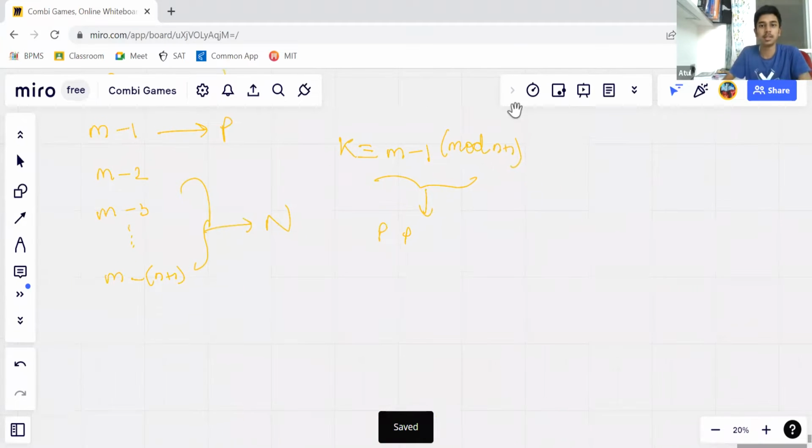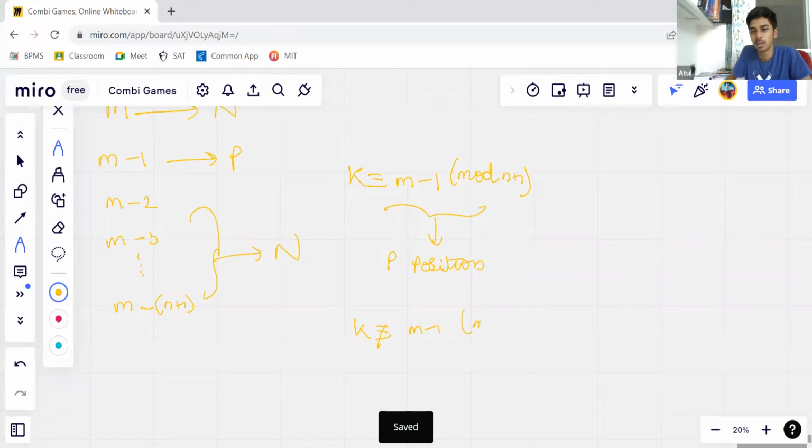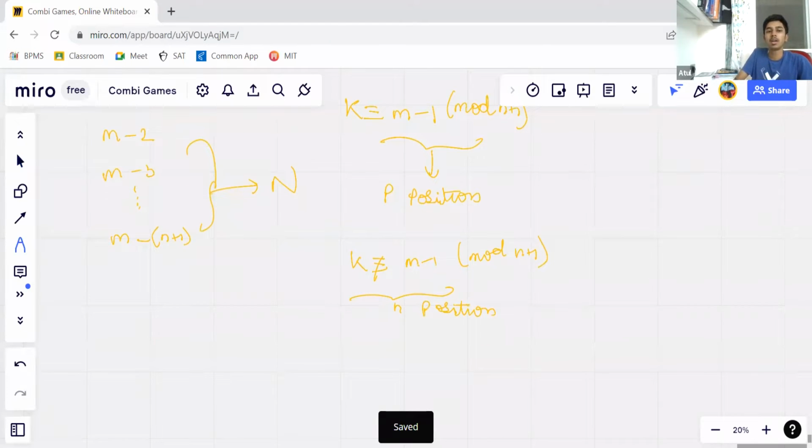So right, we repeated the same thing here, and we had that if K is congruent to M minus 1 mod N plus 1, then it's a P position. And if K is not congruent to M minus 1 mod this, then it's an N position. So the number we're starting off with is 1. Oh, I mean, we're starting off with 0 in a way, because the initial situation is 0 and you're starting from 1.